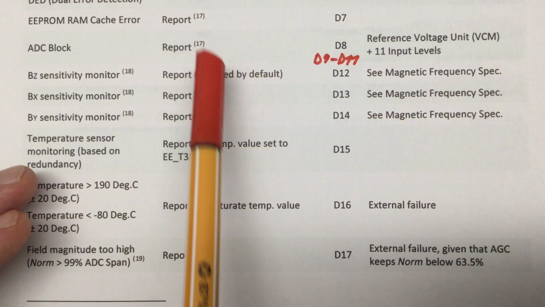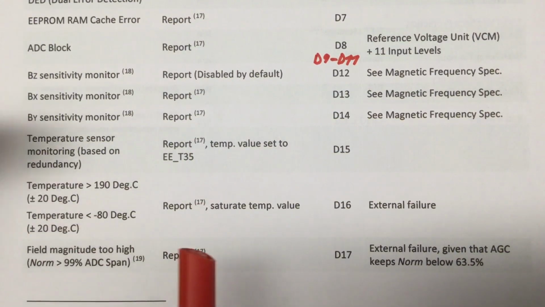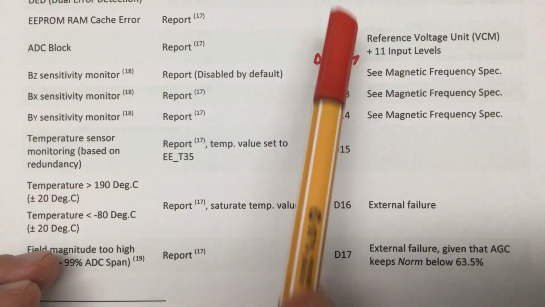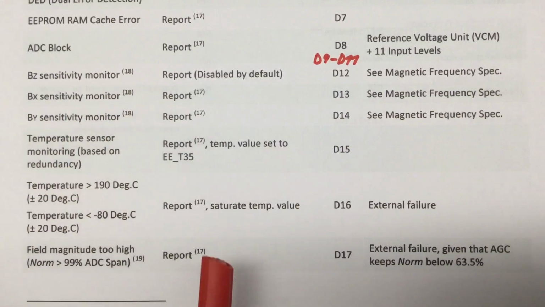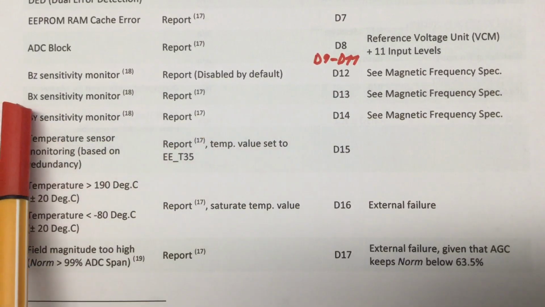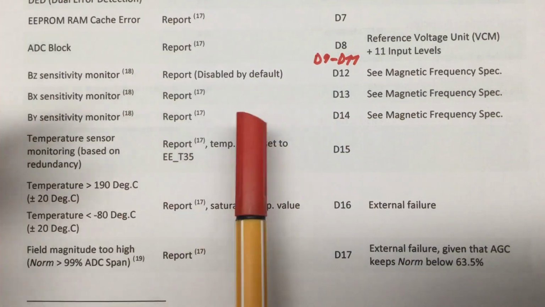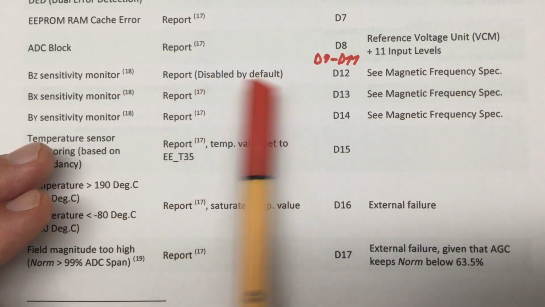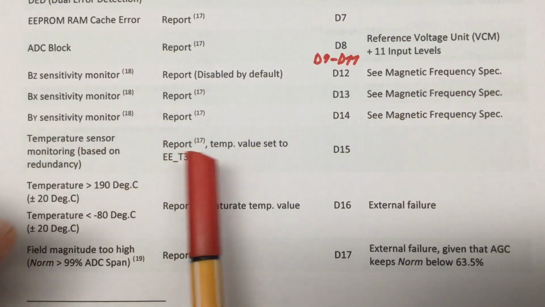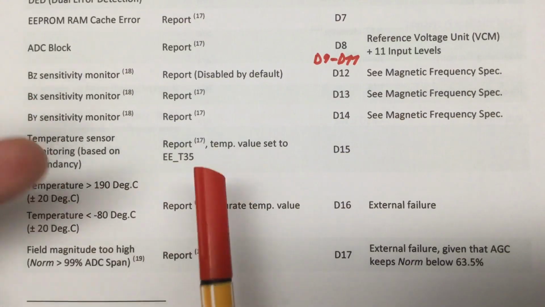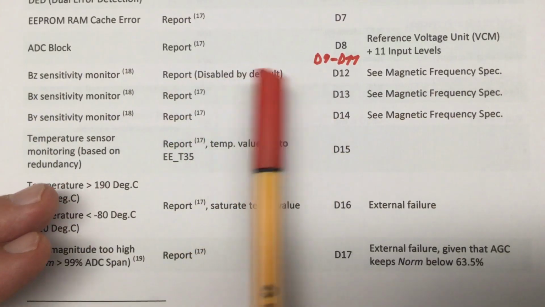Anyway, footnote 17 basically applies to all other error conditions and bits with one notable exception, and that would be the BZ sensitivity monitor, which is disabled by default. However, the datasheet doesn't state anywhere how you can enable that.